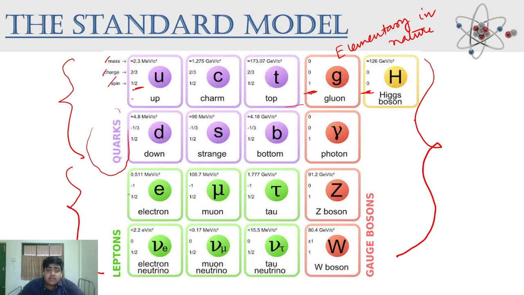So yeah, as I was saying, this is generation 1, generation 2, and generation 3. This is the mass of the up quark, this is the mass of the down quark, the mass of the charm quark, the mass of the strange quark, the mass of the top quark, and the mass of the bottom quark.